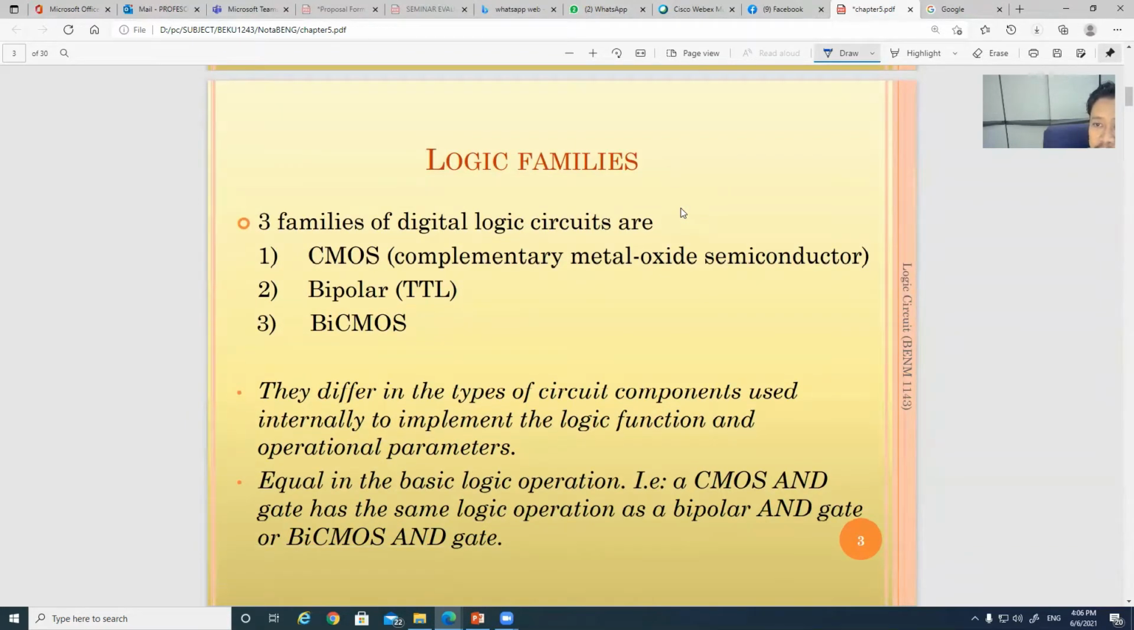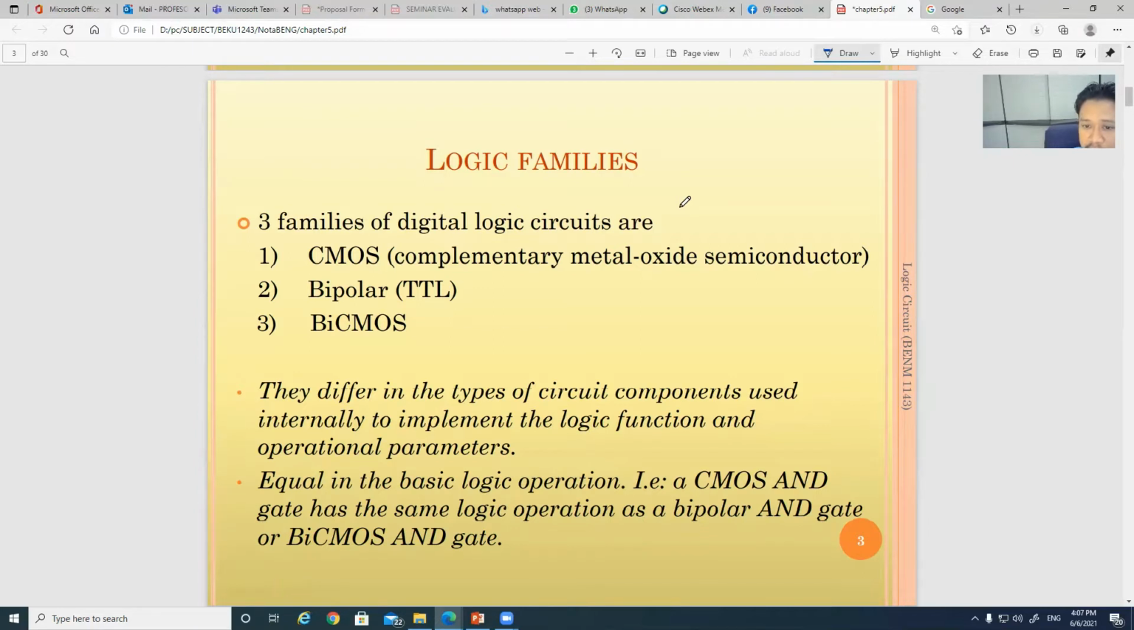Okay, next we go to the logic families. As I mentioned before, we have the TTL that I mentioned in the first slide. Actually we have another one. We have three families in digital logic circuits. First, CMOS, which stands for complementary metal-oxide semiconductor. Second, the bipolar IC that we call transistor logic. Then another one is BiCMOS, which is bipolar CMOS.